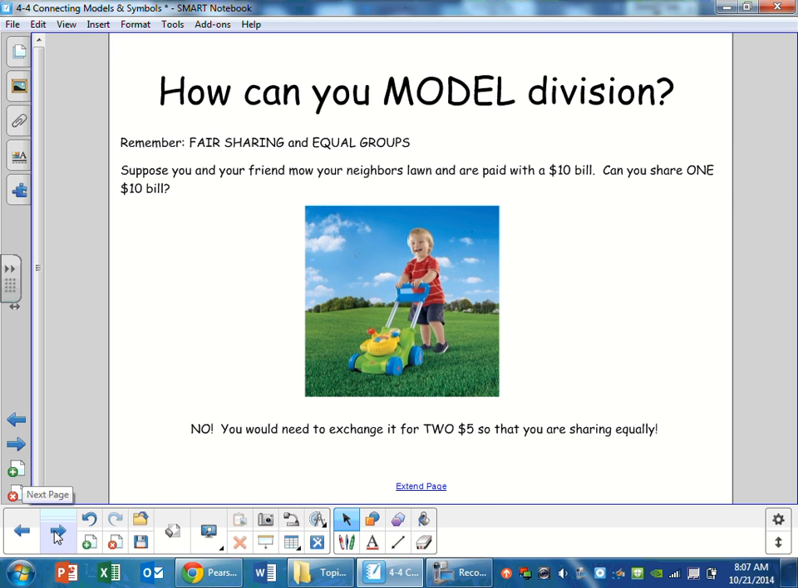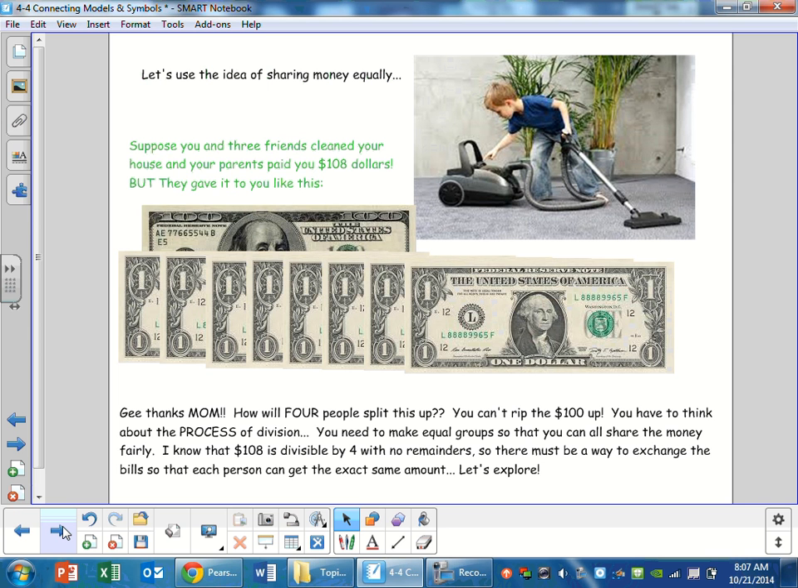Okay, so now let's look at another problem. Oh, before I move on, basically, you just modeled the division problem 10 divided by 2 because there's $10. You want to divide it or share equally between two people and each person would get $5. So essentially that's modeling division. So let's look at another problem, and using the idea of sharing money equally, we can model division.